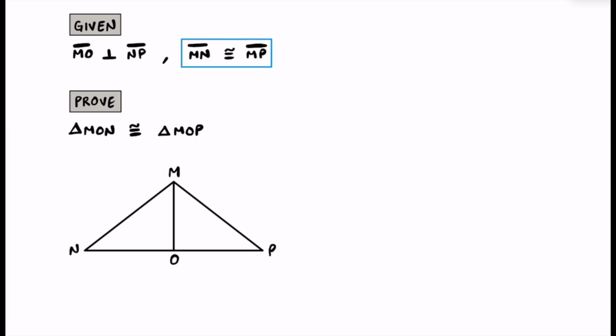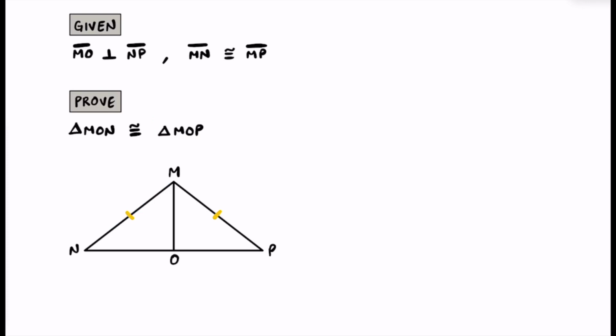In addition to that, we're told that segment MN is congruent to segment MP. That means that this segment right over here is congruent to, or is the same length as, this segment over here. Let's go ahead and use that information to prove that triangle MON, which is this triangle right here, is congruent to triangle MOP, which is this triangle right over here.